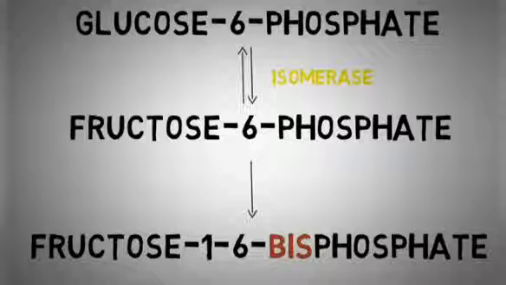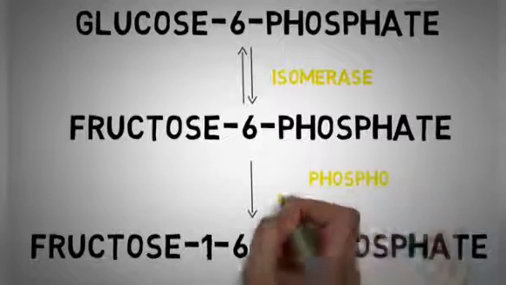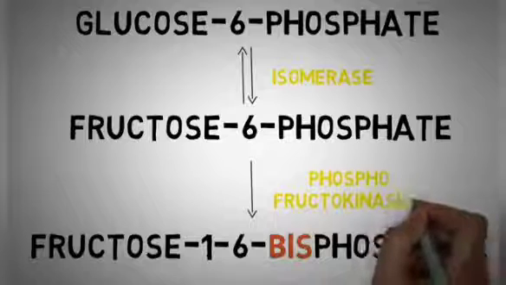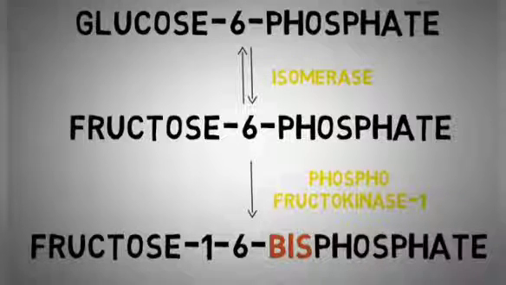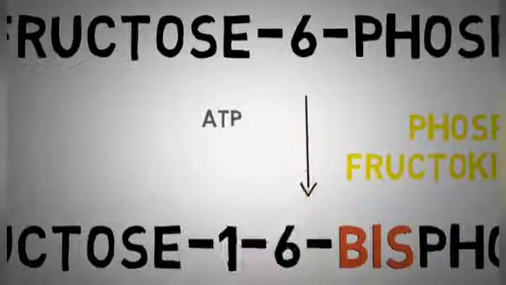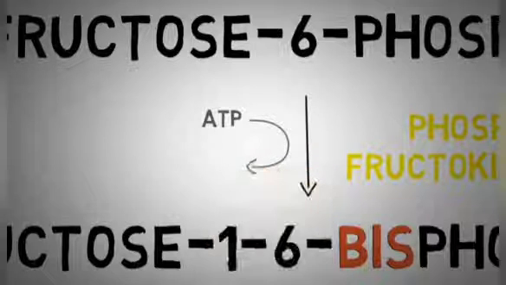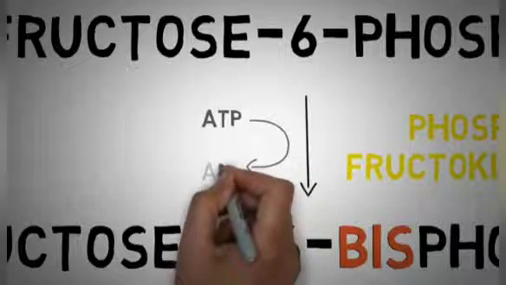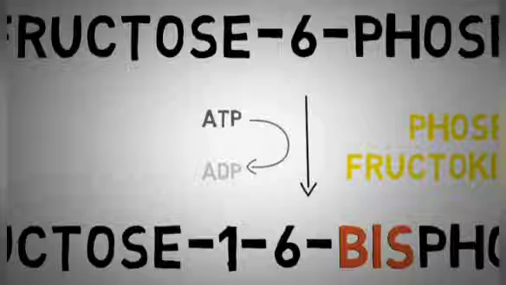This addition of another phosphate group is catalyzed by the enzyme phosphofructokinase 1. Again, kinases are those enzymes which transfer a phosphate group from one molecule to another, which in this case is a phosphate group being transferred from ATP to fructose 6-phosphate. The ATP is in turn converted to ADP. So note here that we are actually using energy in this reaction also.